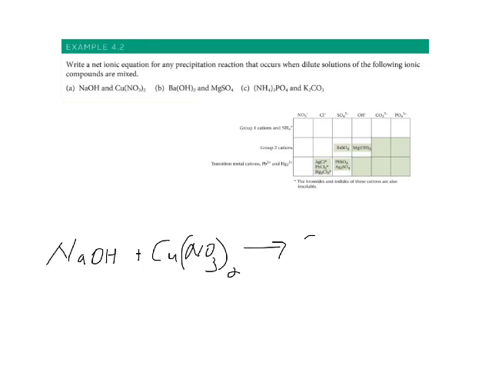And on the other side, I'm assuming that the copper maintains the same charge. You probably remember that copper can have charges of 1 or 2, but in these reactions you assume that any ion with multiple charges keeps the same charge that it had to begin with. And then I also have sodium nitrate.